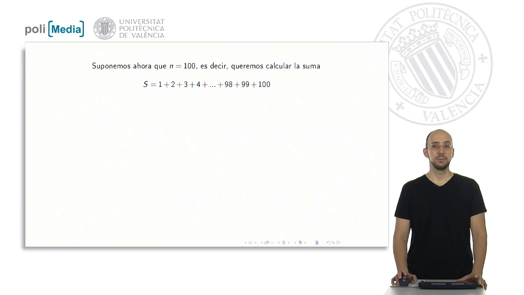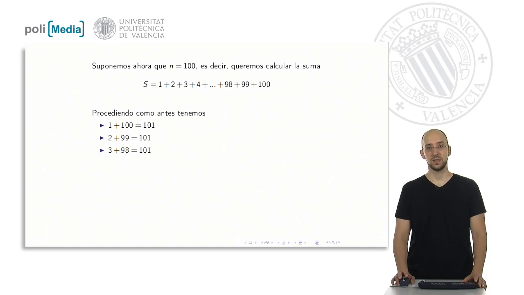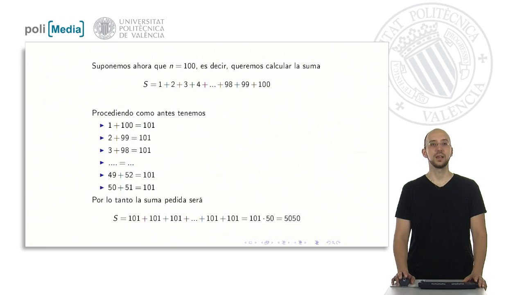Let's use the same technique. We want to add up the first 100 natural numbers. 1 plus 2 plus ... plus 98 plus 99 plus 100, right? Notice now that 1 plus 100 is 101, that 2 plus 99 is also 101, that 3 plus 98 is 101. And if we continue progressively, we will arrive at the end that 50 plus 51 is 101. That is, the sum requested would be 101 plus 101 plus 101.